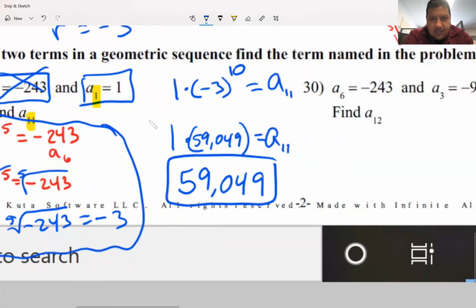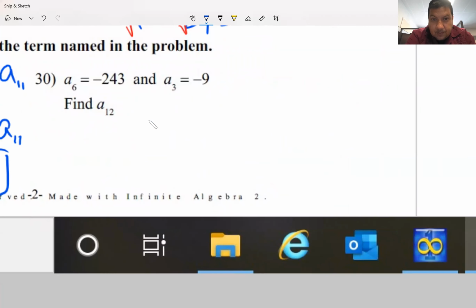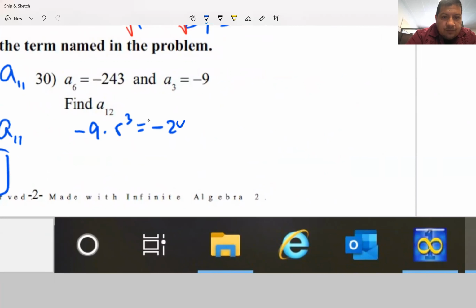All right, let's take a look at a few more examples. Question number 30 in our notes. I gave you the 6th number in the list. I gave you the 3rd number from the list. So I'm gonna say negative 9 times r to the 3rd is equal to negative 243. Right, the 3rd number from the list comes before the 6th number, so that's why I start with negative 9.